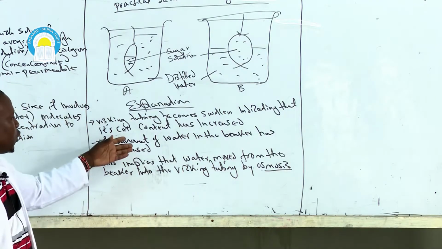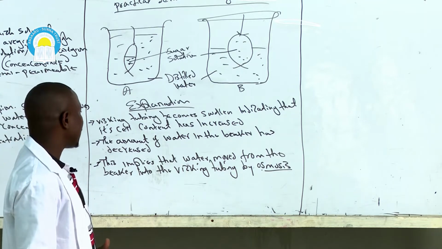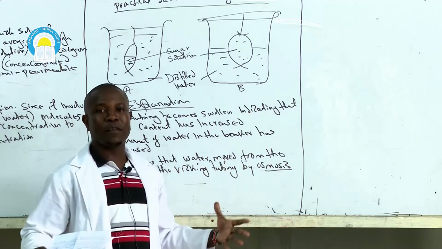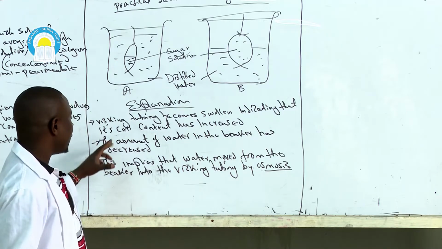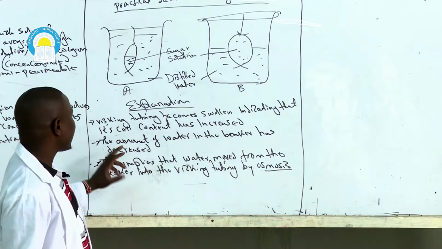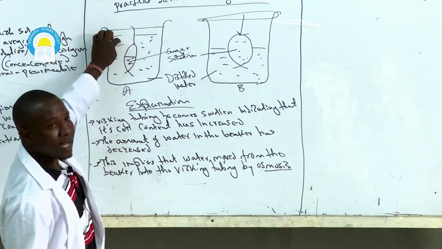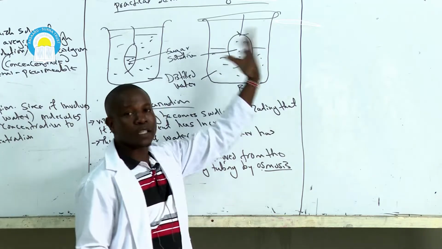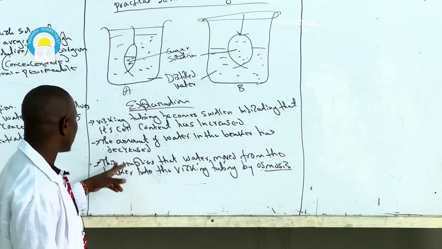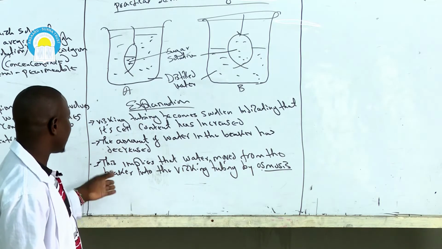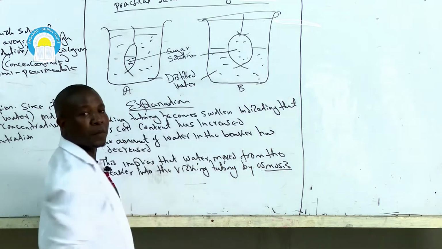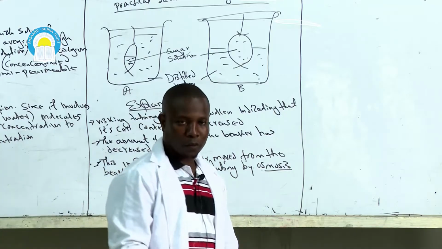That whisking tubing becomes swollen, indicating that its cell content has what? Increased. Definitely you can see here the content of the whisking tubing did what? Increased. The amount of water in the beaker has decreased. Here the beaker is filled up, but here the amount of water has reduced. Why? We're being told the amount of water in the beaker has decreased. This implies that the water moved from the beaker into the whisking tubing by osmosis.